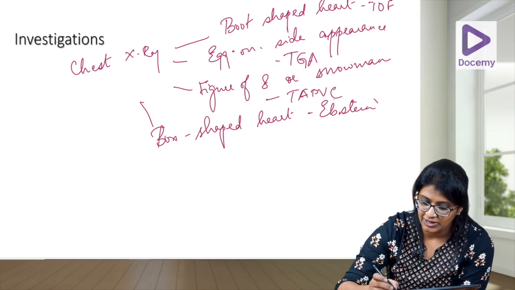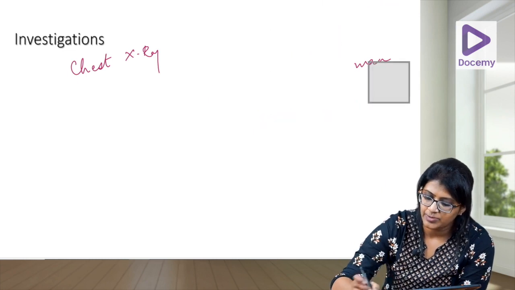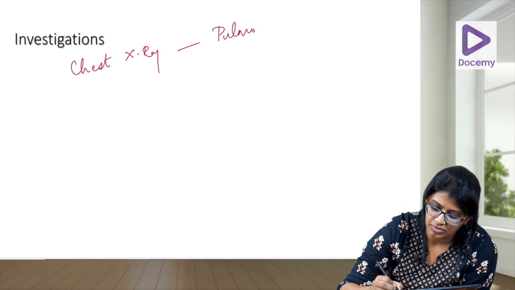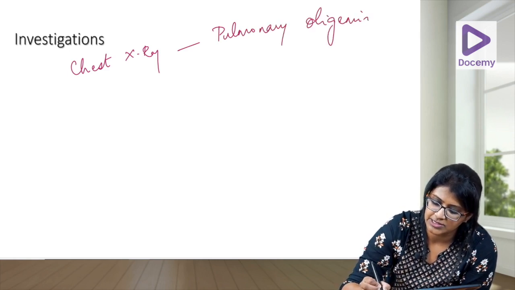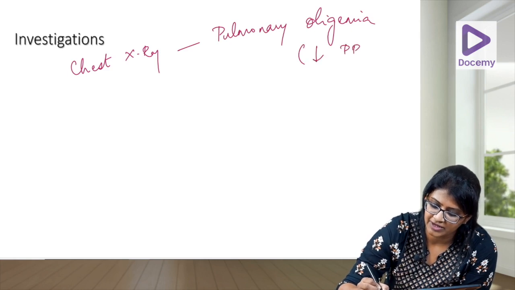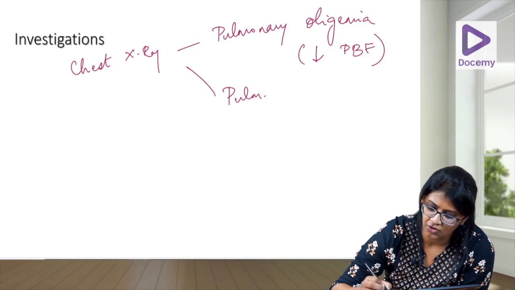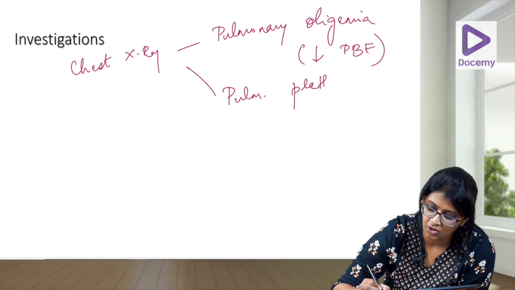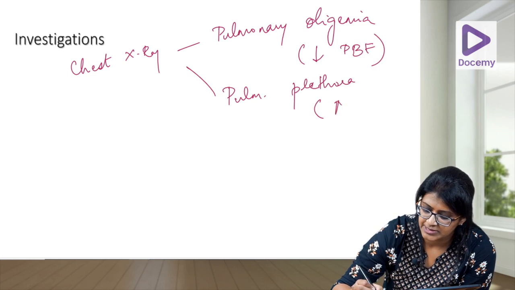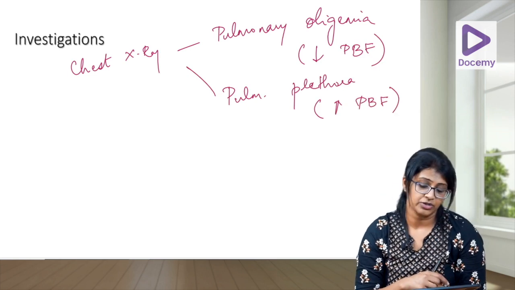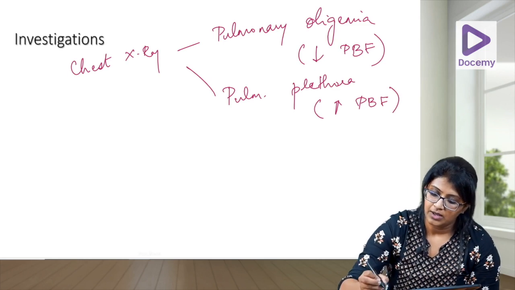In addition, what we look for on the chest X-ray is whether they have pulmonary oligemia, in which case it is indicative of decreased pulmonary blood flow, or if they have pulmonary plethora. That is a lot of pulmonary blood flow, which happens in an increased pulmonary blood flow setting. So, these are the things that we can diagnose on a chest X-ray.